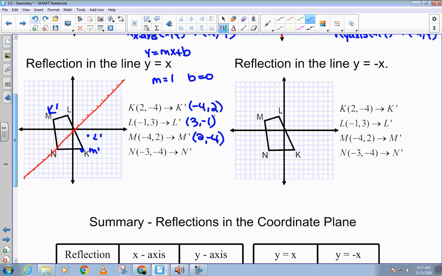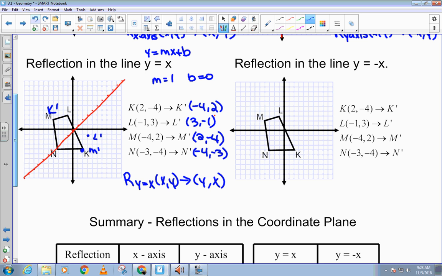Do you see a pattern that's happening here? They're switching places, aren't they? The X and the Y are switching places. Okay? They're just flip-flopping like that. So the rule for reflection over y equals x, you take your x and your y, and they just exchange places. So what would N prime be? Negative 4, negative 3.